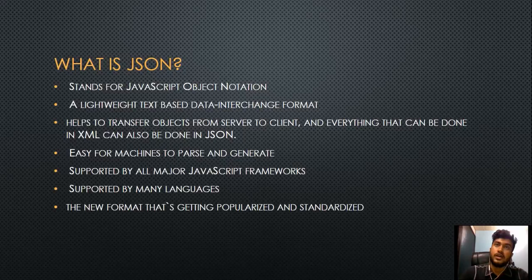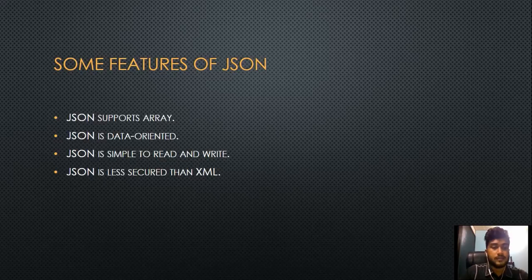So JSON is comparatively new and it's very popular. Most people usually prefer using JSON compared to XML. And the best thing about JSON is that everything you can do in XML, you can also do in JSON. So JSON is the new kid on the block, and it can do everything XML can do, plus many more things. And this is becoming the new standard.